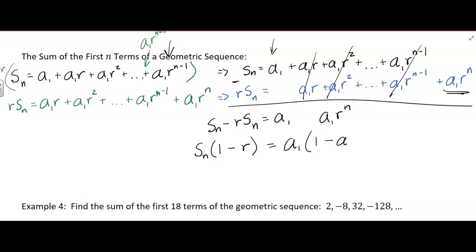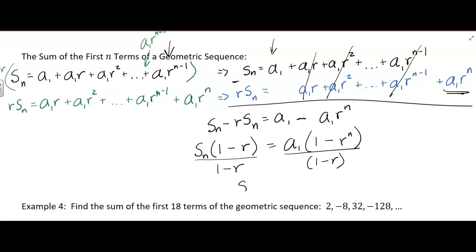Minus there. Now I got my r to the nth there. All right, r to the nth. Okay, we're almost there. So we just want to solve for s sub n, divide both sides by 1 minus r. And you can put it in parentheses. They don't usually, but you can.